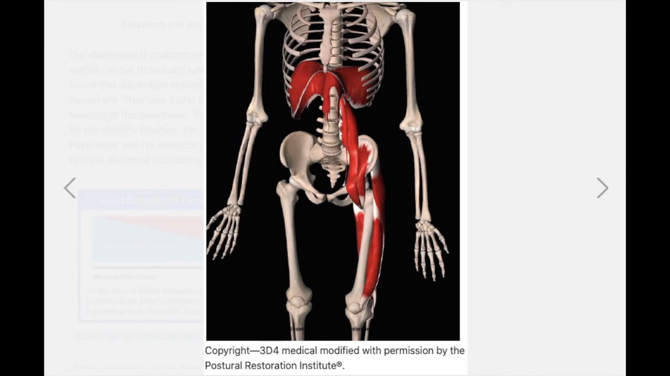Other researchers from the Postural Restoration Institute have found that positioning and contractility of the diaphragm affect the tone of other postural muscles in the body through their fascial connection. A very common example of this is hypertonicity of the diaphragm that leads to overactivation of hip flexors, which in turn can anteriorly tilt our pelvis.